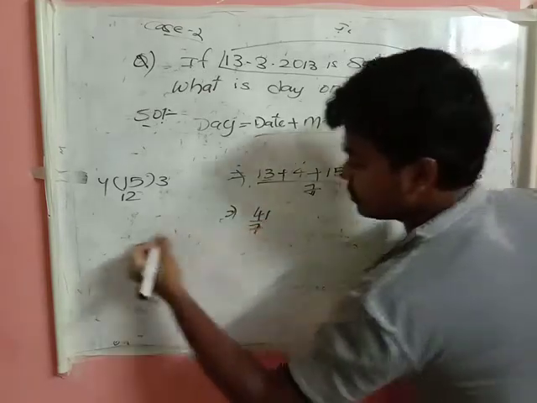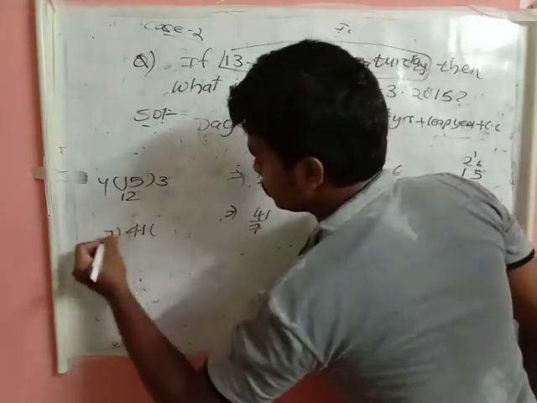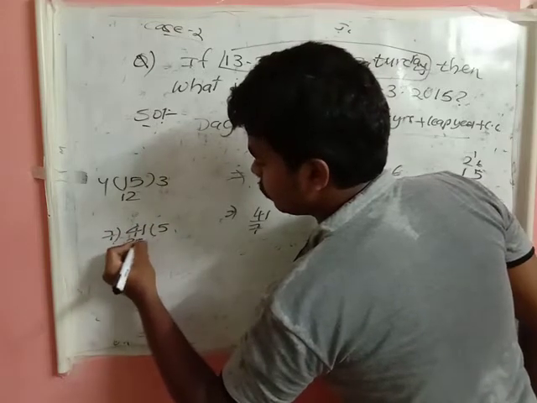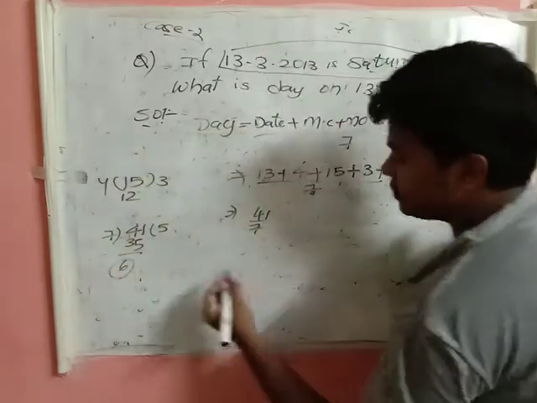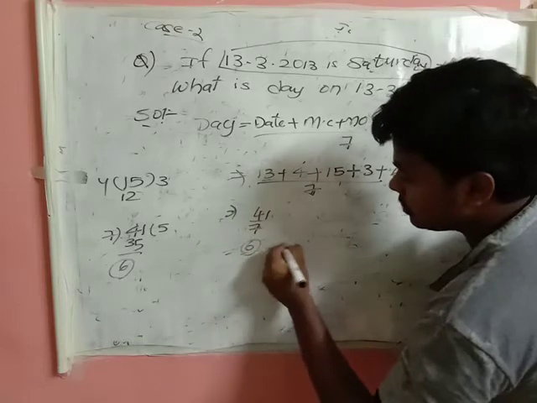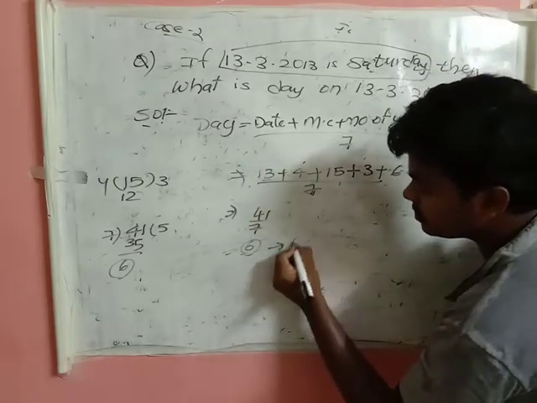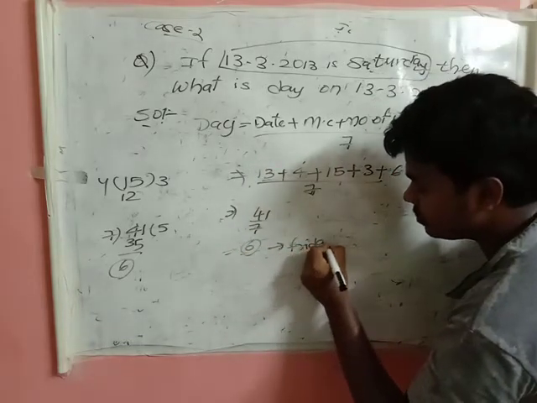So now we do 41 divided by 7. 7 5s are 35. What is the remainder? 6 is the remainder. 6 is the code for which day? 6 is the code for Friday.